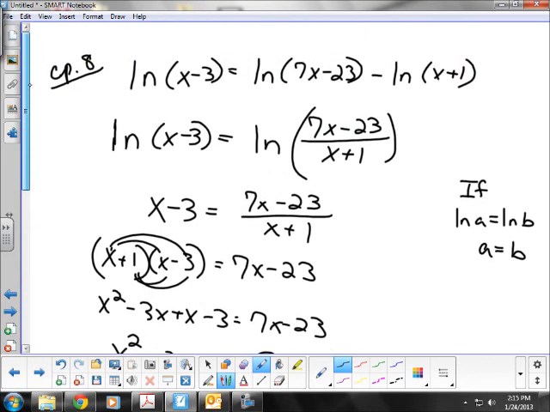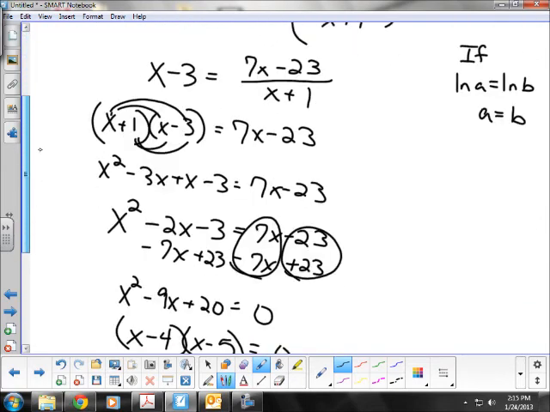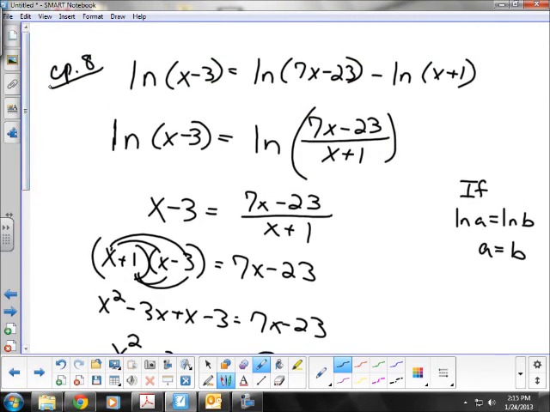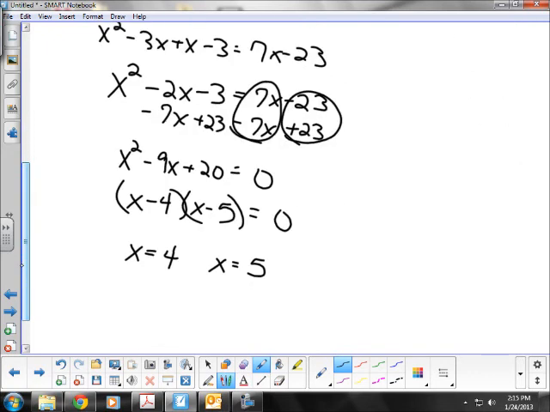Will 5 work? Yes. And will 4 work? Yes. So I get two solutions. Because remember, all you're trying to do is look to see if it's a positive number. You can double check and make sure that it gives you a true statement, but it will.